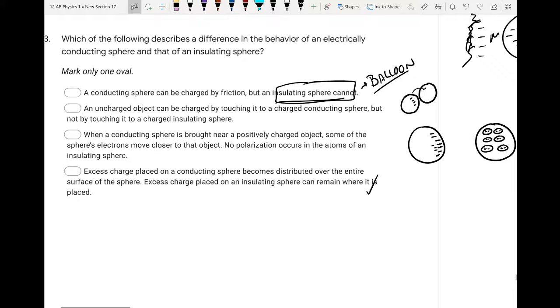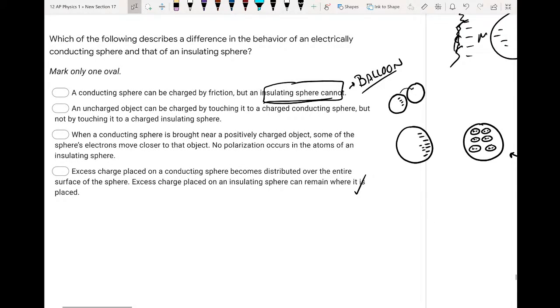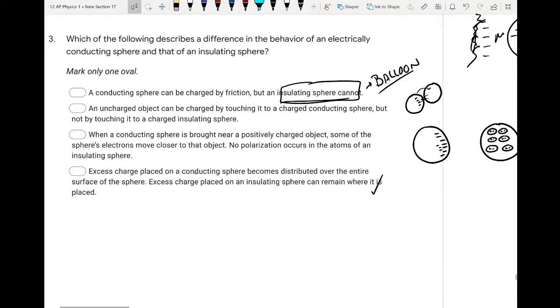An uncharged object can be charged by touching it to a charged conducting sphere, but not by touching it to a charged insulating sphere. So with this one, we can charge objects by touching them to an insulating sphere. Yeah, we can touch it and say, hey, this is a conductor, and have these electrons kind of jump to it. So this one's not true. We can charge with an insulating sphere.